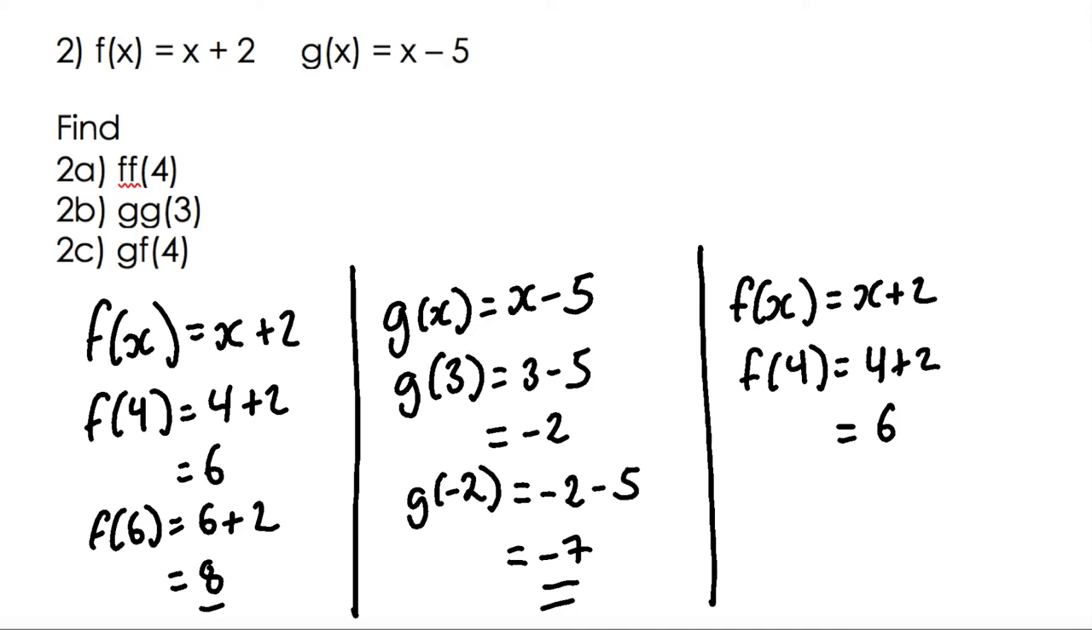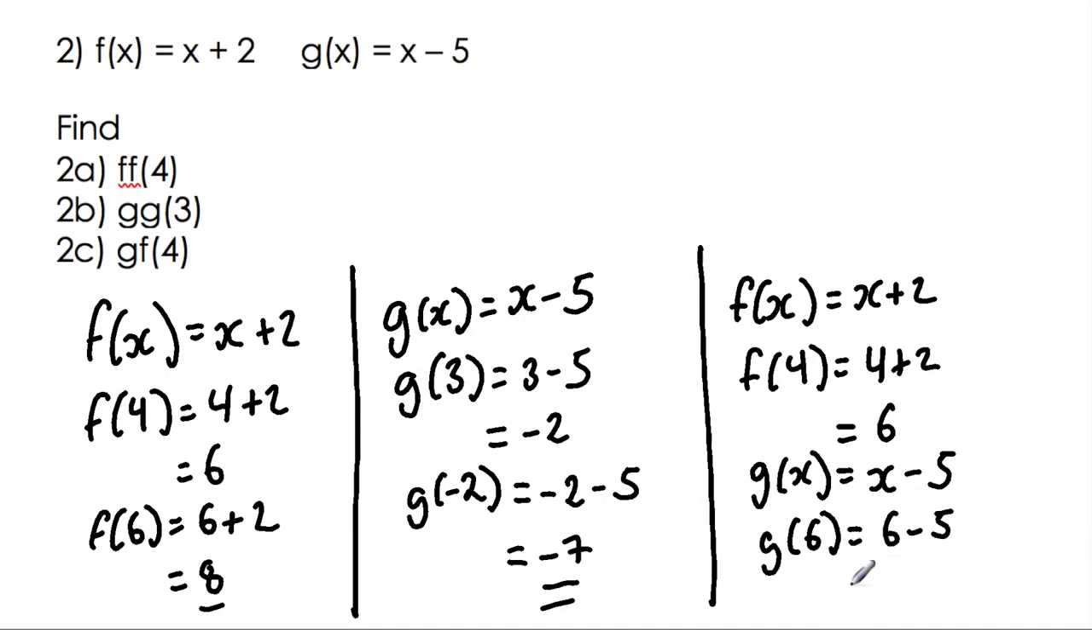Now I'm going to substitute my previous answer into the function g of x. So g of x is equal to x minus 5. So g of 6 is 6 minus 5. Therefore, our answer is 6 minus 5, which is 1. And that's my answer.